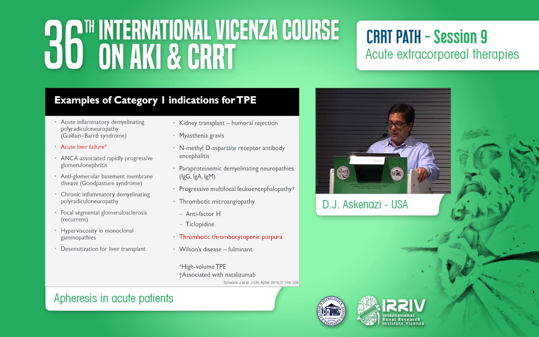And so examples of some category 1 indications, I don't have time to go through them all, but certainly Guillain-Barré. Acute liver failure is one that I'll mention for this audience because I think it's pertinent, and there's a recent trial that suggests that perhaps plasmapheresis is important in acute liver failure. Certainly thrombotic thrombocytopenic purpura is absolutely going to be seen in your ICUs and is absolutely an indicated reason. Other things include myasthenia gravis, kidney transplant humoral rejection, and you can read some of the others there as well.